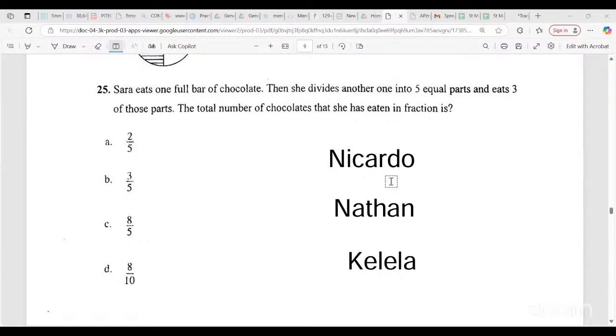Let's see if those 3 persons, Nicardo, Nathan, and Kelila... No, oh, parents, please do not help them. I think I heard an adult say something, you know. No, man, allow them. These are smart kids, they can figure it out. No, man, don't take no help, guys. I'd rather you get it wrong and we discuss it. I don't want help from nobody. Go ahead.